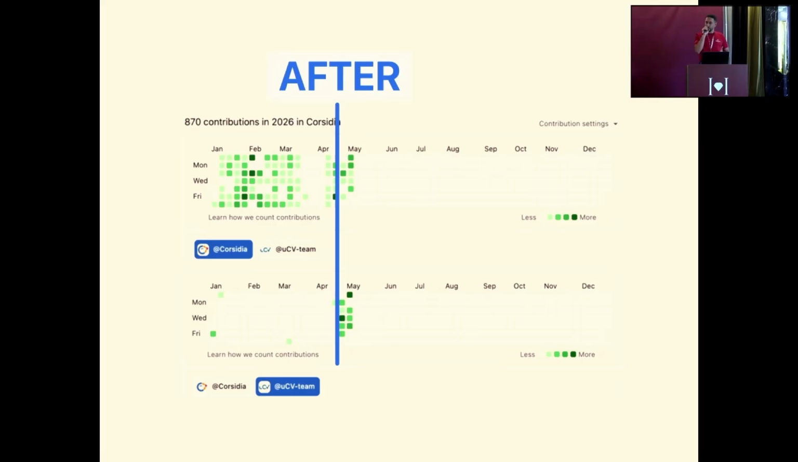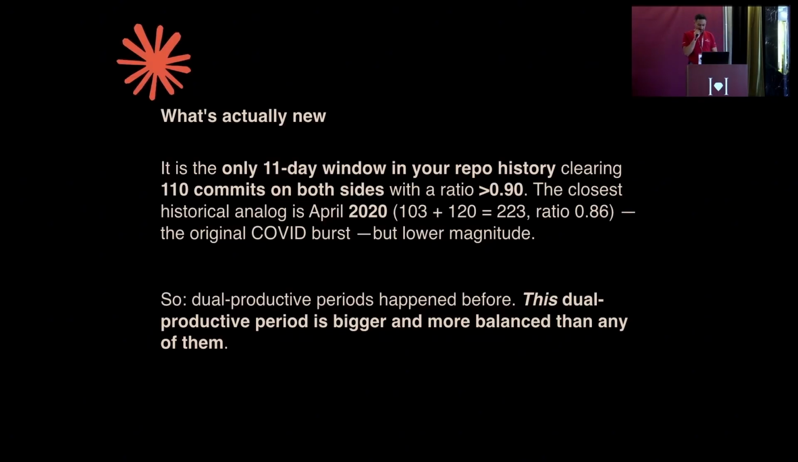So I asked Claude. And I don't know if you noticed, but with the latest update, "you're absolutely right" days are gone. He's going to push back. So he answered me, what's actually new? It's the only 11-day window clearing both sides. The closest analog, it's COVID. But in COVID, I had lower magnitude. So dual productive periods happened before, but this one is bigger and more balanced than any of them. And what Claude didn't know, that I did this while enduring my wife's constant complaining about vomiting and pregnancy. So it was even harder than COVID.